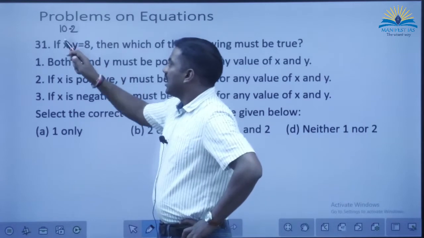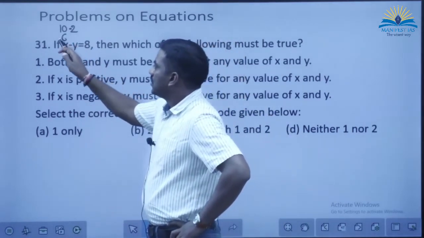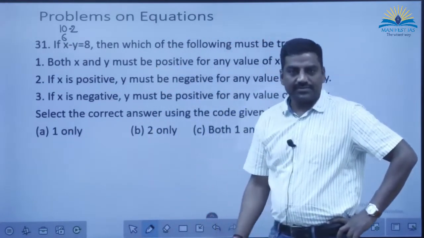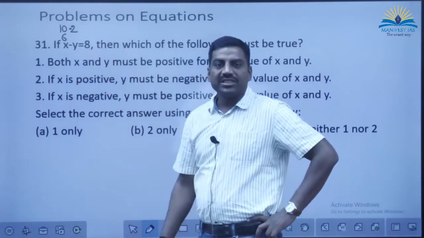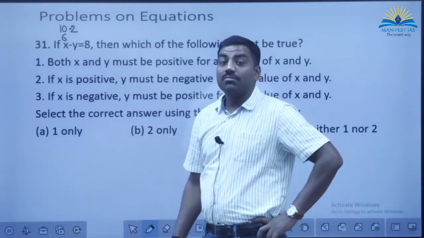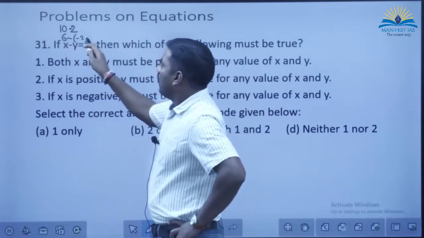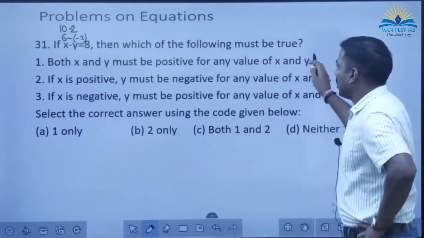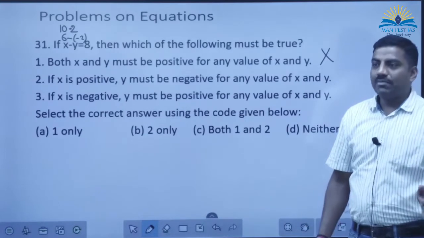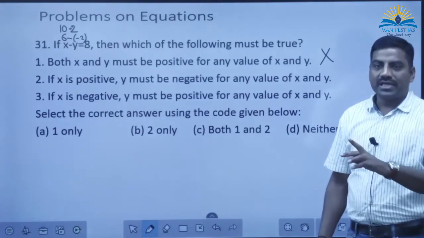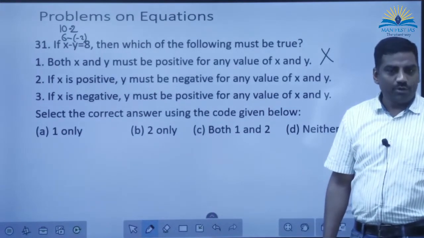Suppose if I take x as 6. After subtracting y, I should get 8. How much should I subtract? Minus 2 I can subtract. So y can attain the value of minus 2. So this one is wrong. Both must be positive, no need. Both can be positive. One can be positive, other can be negative. Both can be negative also. Getting my point? Both can be negative also.